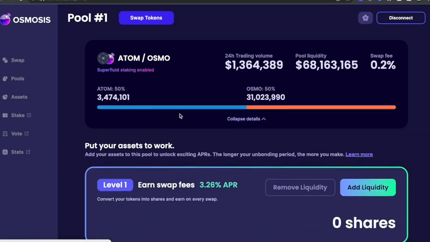And here you can see it's a 50-50 split. 50% Atom in dollar terms, 50% Osmo in dollar terms. Some pools, like the Ion Osmo pool, have 80% Osmo and 20% Ion. So it's not always 50-50, but it usually is.